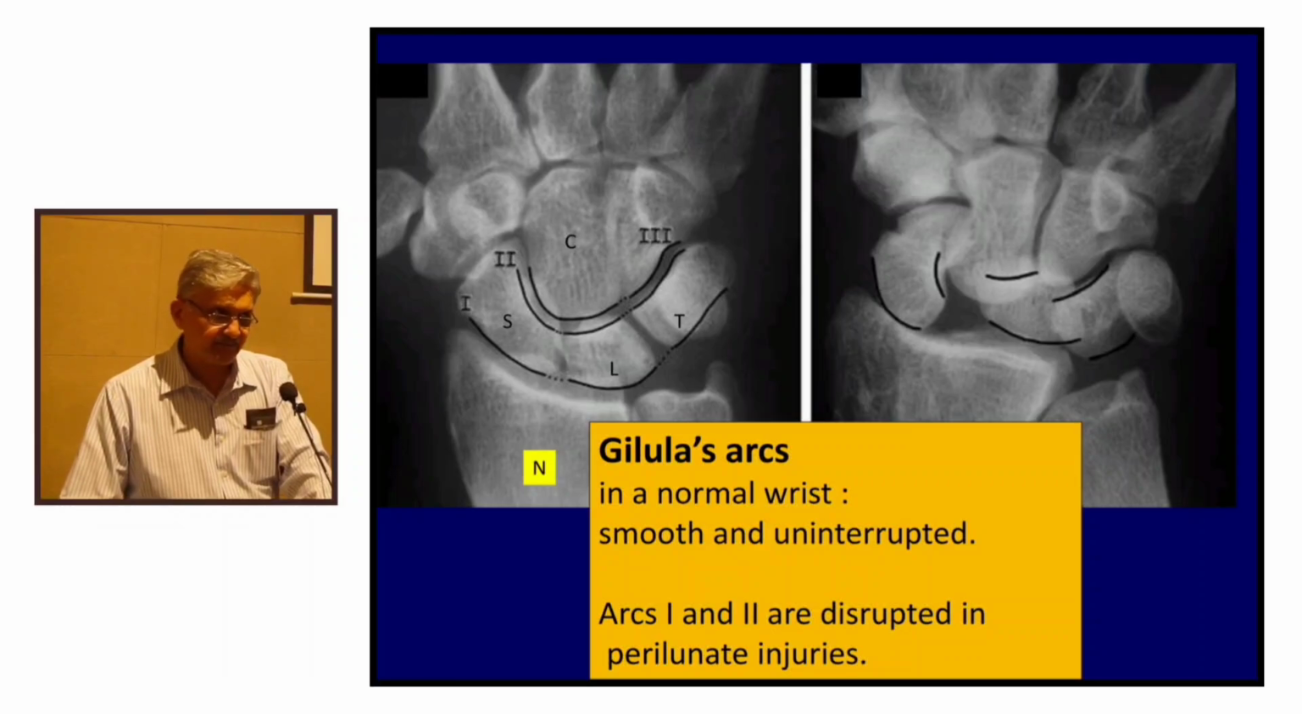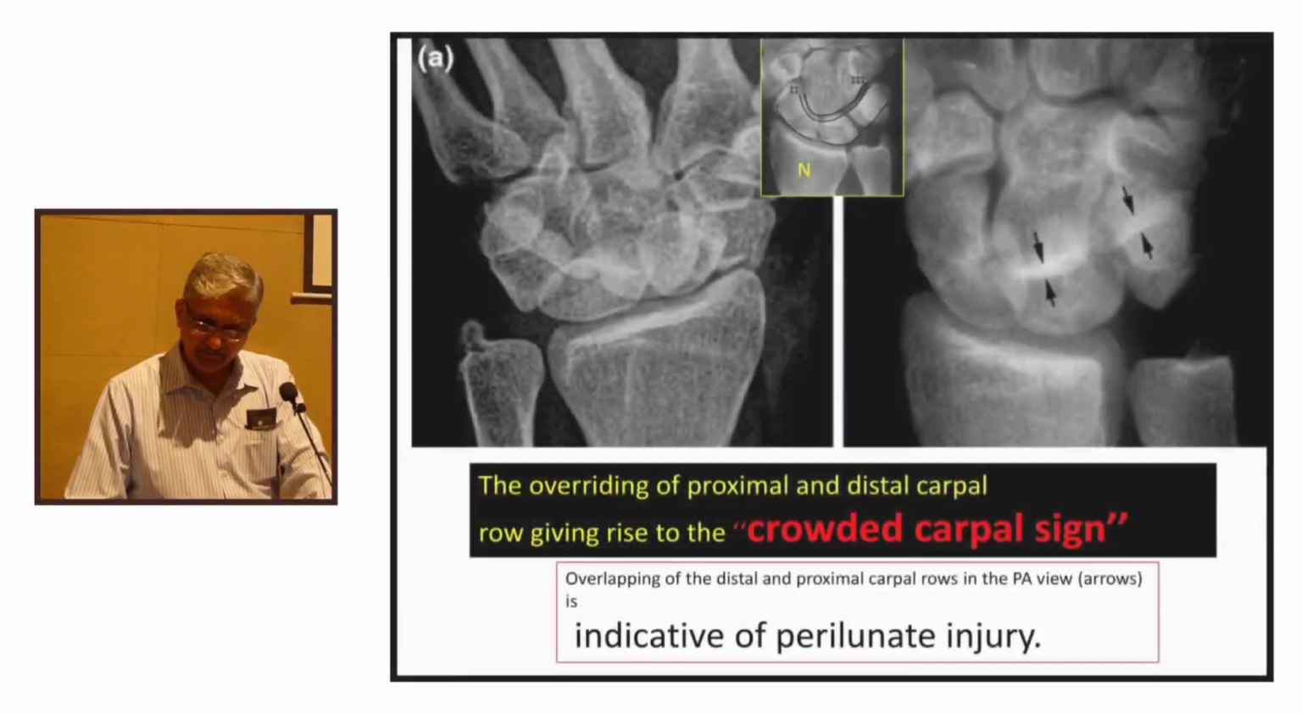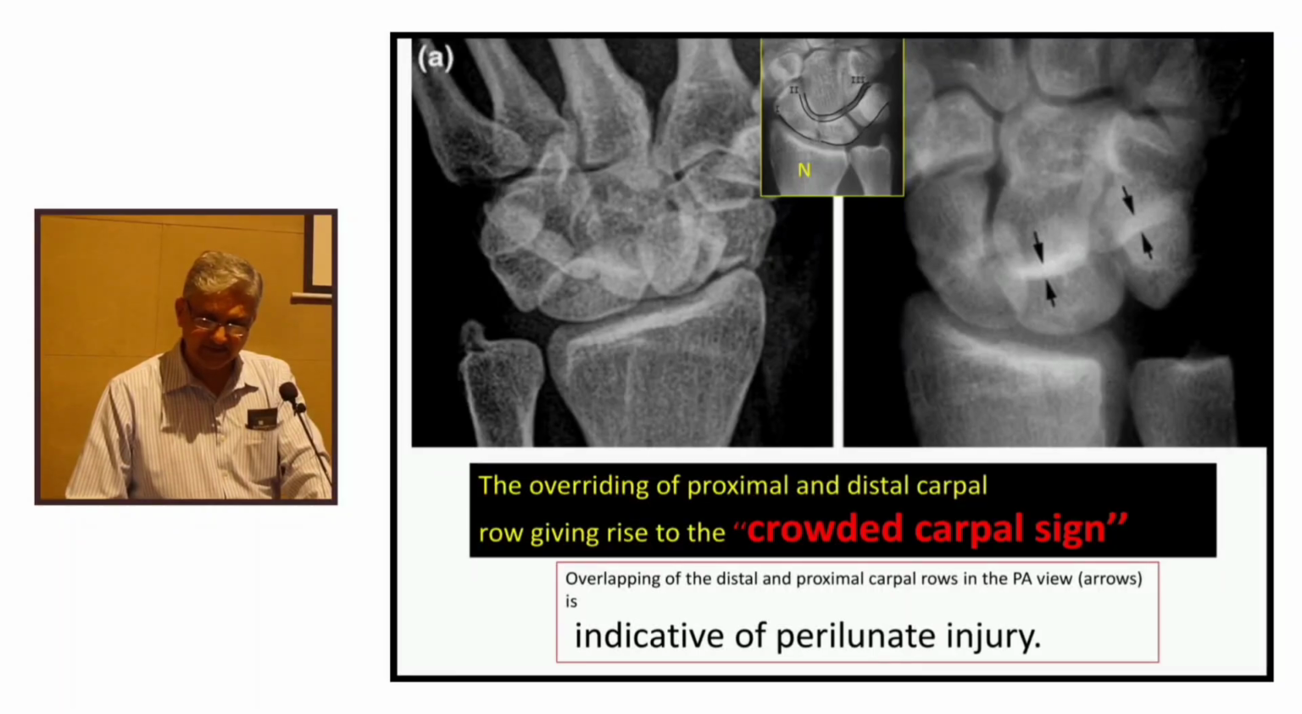So there is a perilunate injury, and these are almost normal. It is broken here, but this is in place. What about here? The bones are overlapping. They seem to be crowded. This seems to be definitely crowded. So what is normal? This becomes crowded.